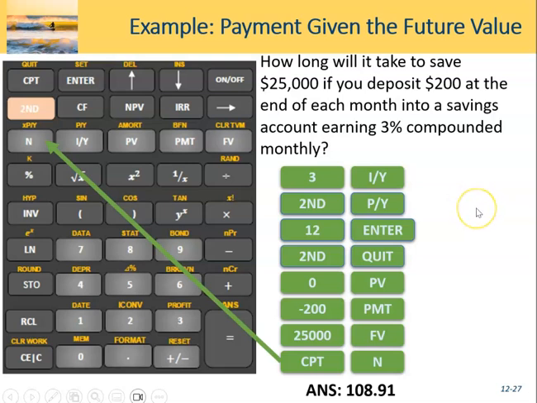108.91. So this is what the issue is. You cannot make 108.91 payments. We want at least the 25,000. So no matter what that number is, you need to round up if there's a decimal. So instead of 108.91, you'd round that up to 109.